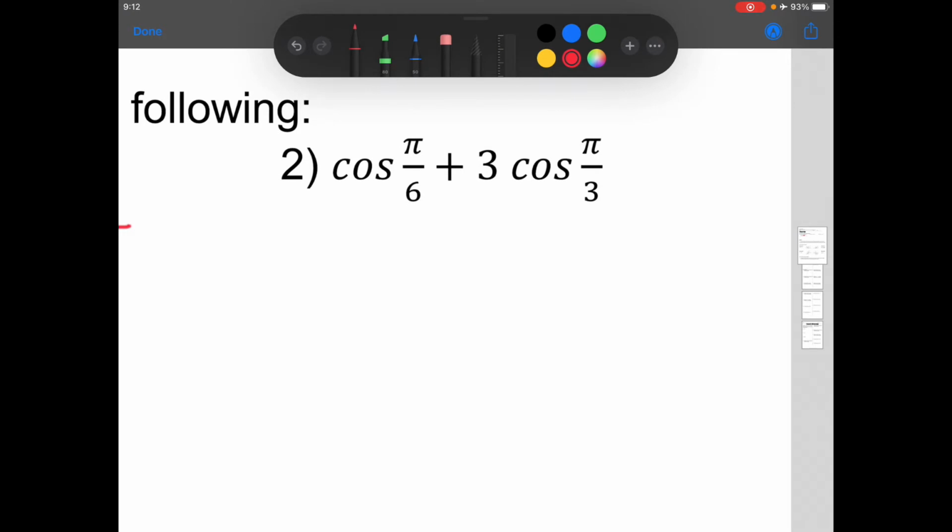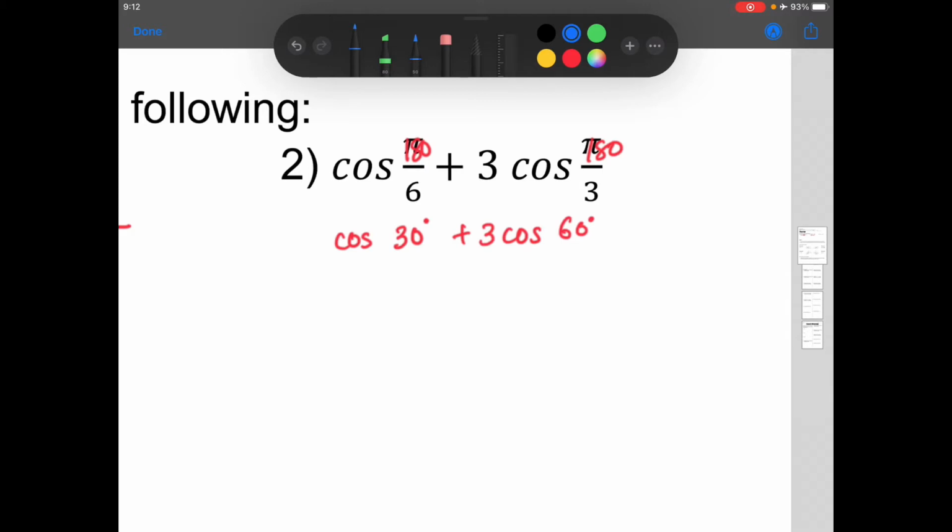Number 2, your angles are in radians. So what do you do? Convert it to degrees. I'm just going to substitute pi with 180. 180 divided by 6 is what? 30. So cosine of 30 plus 3 cosine of 180 divided by 3, which is 60, cosine of 60.